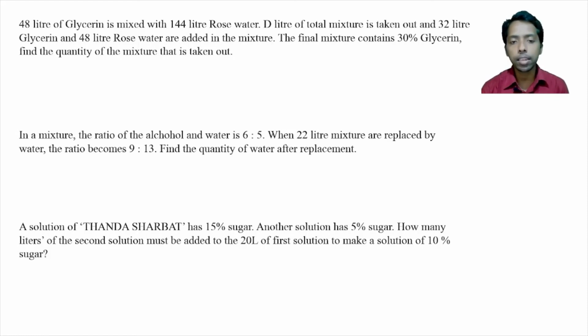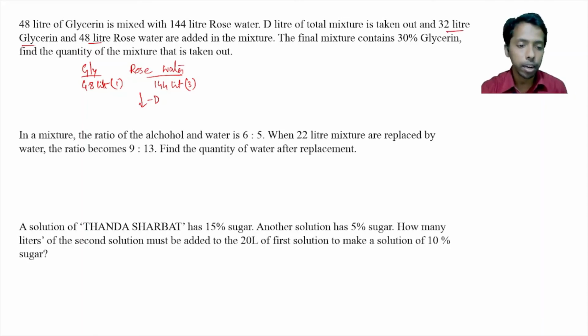48 liters of glycerin is mixed with 144 liter rose water. Okay, so this is glycerin and this is rose water. D liters of the total mixture, just write it down. This is 48 liter and this is 144 liter. In ratio form, we can write it here. Now D liters of the total mixture is removed and 32 liters of glycerin, 48 liters of rose water are added in the mixture. Add it. 32 liters here and 48 liters rose water here, it's getting added.